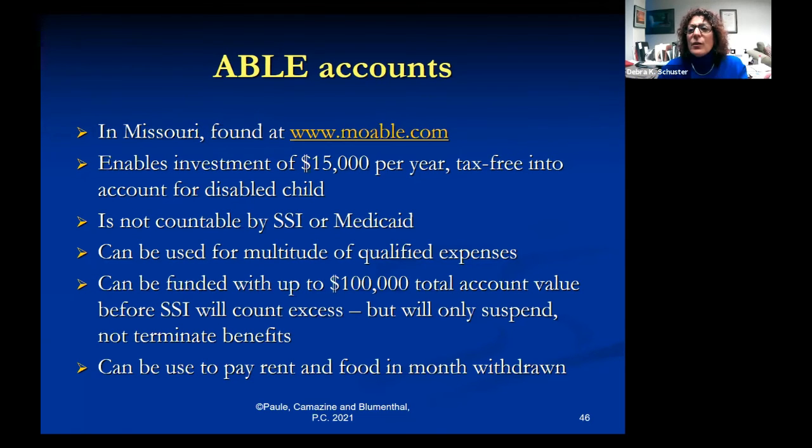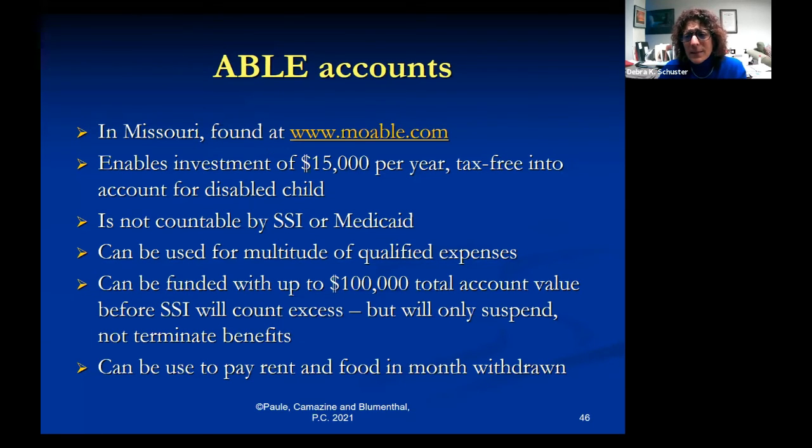So each year, $15,000 or whatever that maximum gift tax amount can be invested into the account. If more than $15,000 is invested, that amount is taxable. But up to $100,000 in total account value can be invested.